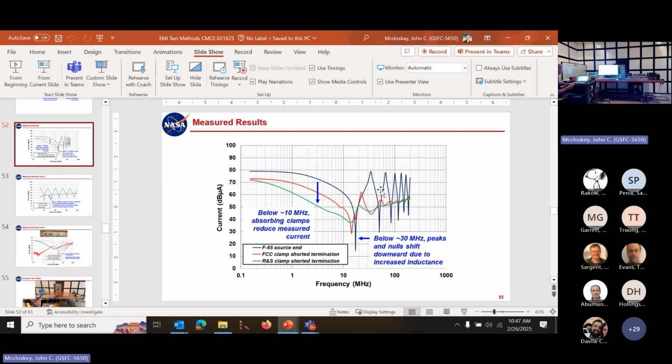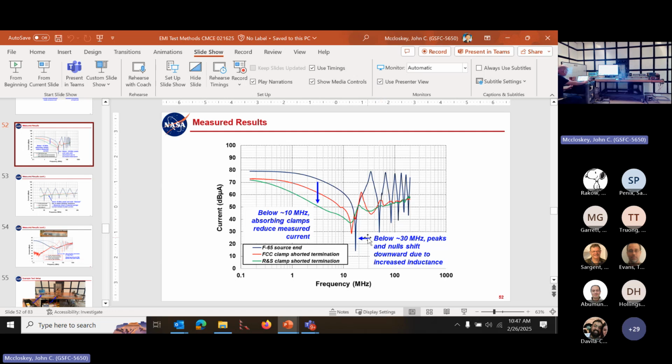But that's something again to pay attention to. When you see these peaks and nulls, be aware of what your speed of propagation really is here. If it really is air or vacuum, then okay, your 300 divided by the frequency in megahertz should give you pretty accurate predictions of where those peaks and valleys occur. But as soon as you put that absorbing clamp in there, the peaks and valleys shift.